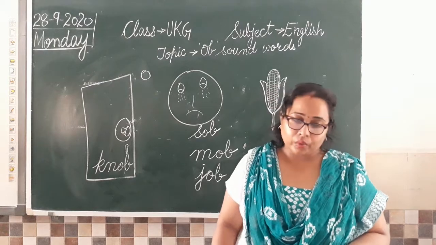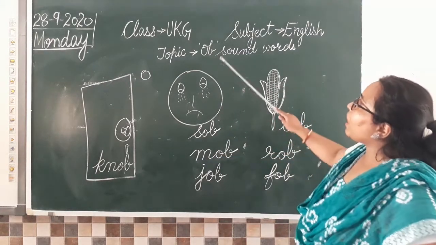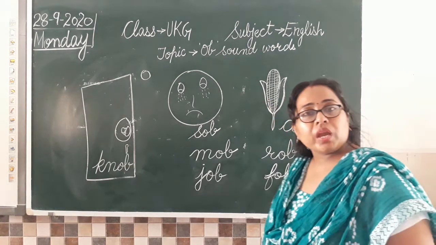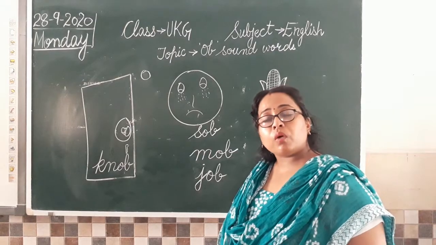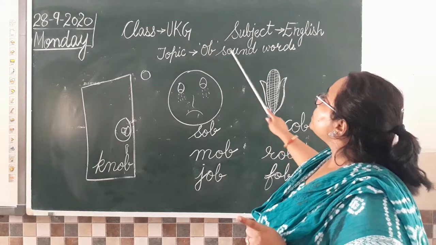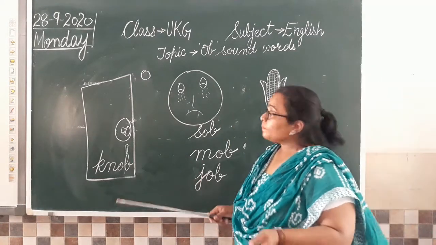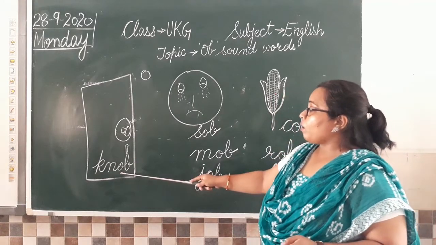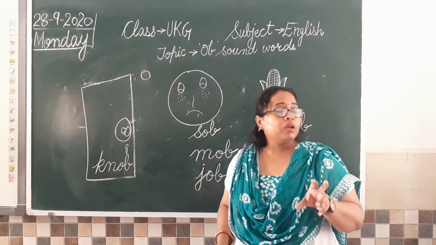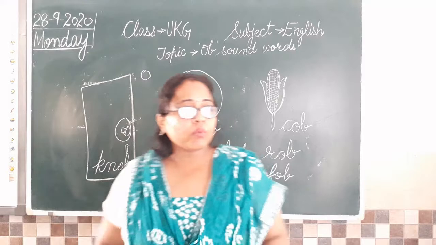Clear class? Okay. Now moving to a quick recap of our today's class. Today we have done all sound words. So which sound we have done? We have begun with O sound and today we have done the first family, that is ob sound words. Clear? Ob sound finish करी है हमने. We are doing the words are knob. Knob is the door handle, that is called knob. Knob, ob, knob. Clear everyone?